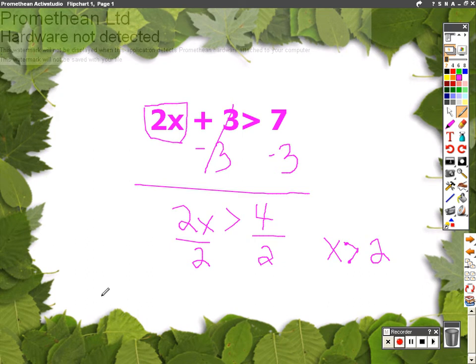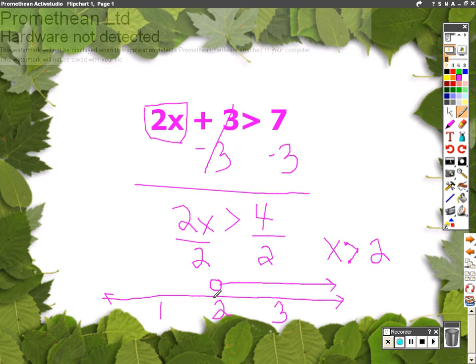Now I need to graph it. So I'm going to put a number line on my paper. And I'm going to put the number 2 there, and I need a number smaller, so I'm going to pick 1, and a number bigger, I'm going to pick 3. I'm going to put an open dot over the 2 because it's not equal to, it's greater than. Greater than 2. Which number is greater than 2? 3 or 1? The 3. So I'm going to go in that direction, and I'm done graphing my solutions.